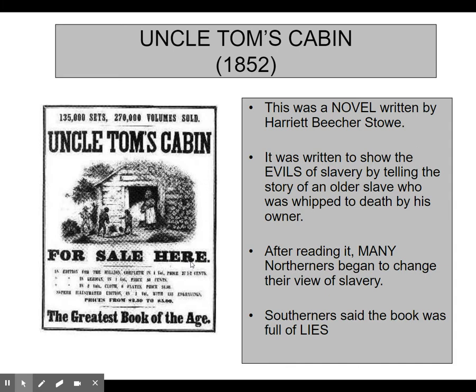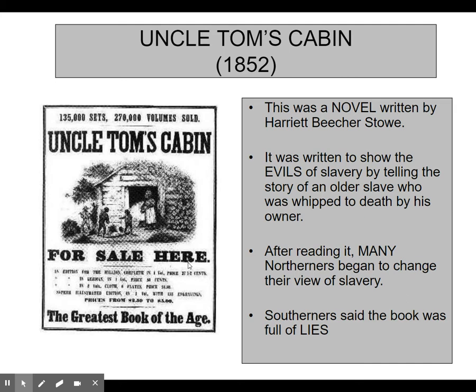Another nail in the coffin, so to speak, as we're heading toward the Civil War, is the publication of a book called Uncle Tom's Cabin. It was published in 1852 and written by Harriet Beecher Stowe. But this book essentially functioned as a piece of propaganda because it was a piece of fiction. However, it was about a slave and his experiences, and it was heart-wrenching for people to read, and it described the evils of slavery. And in fact, Uncle Tom in the book is whipped to death by his owner.